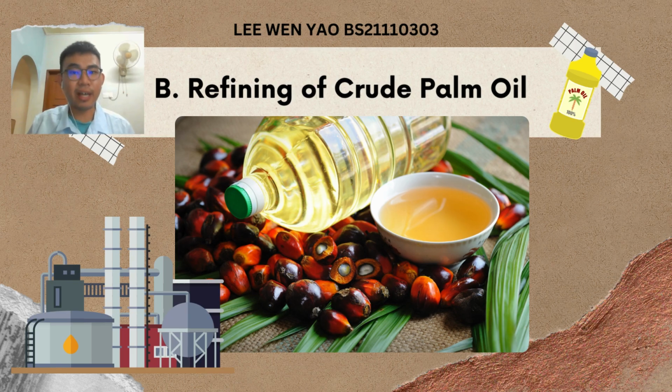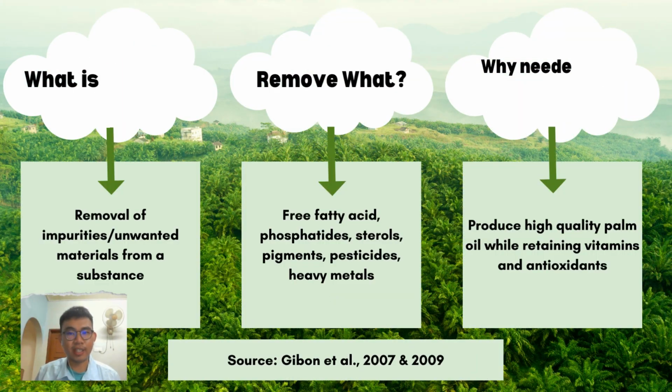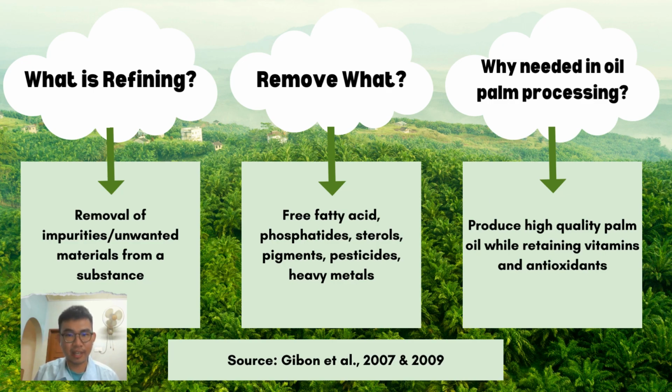I will talk about the downstream process of the oil palm industry, which is the refining process. Refining is a process of removing impurities or unwanted material from a substance, like free fatty acids, phosphatides, pigments, and many more in the oil palm industry. The purpose of refining is to produce high quality palm oil while retaining the vitamins and antioxidants inside the oil.